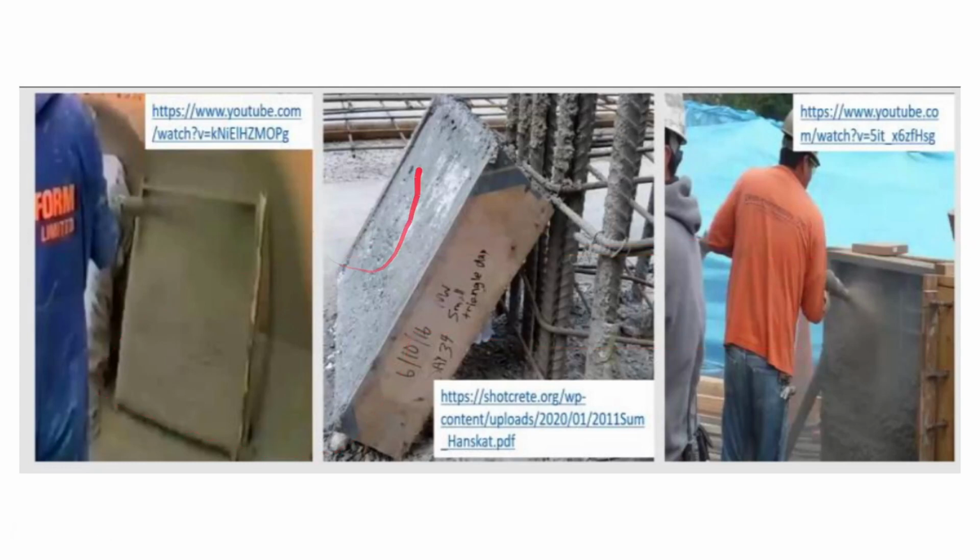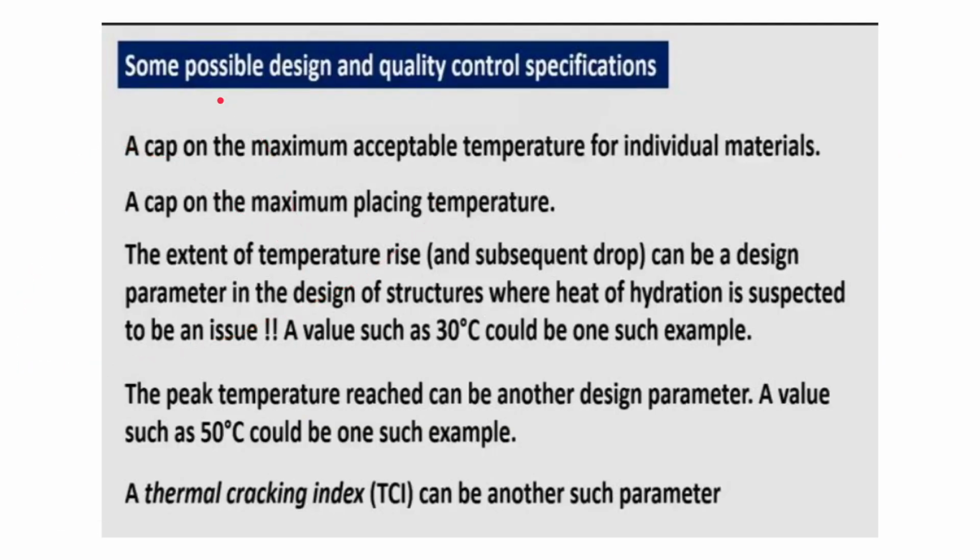So these are some of the shotcreting methods, and from here only they will take the cores, do the sampling, perform the test and see whether it is in accordance with the relevant codes. Finally, some possible design and quality control specifications can be seen here.